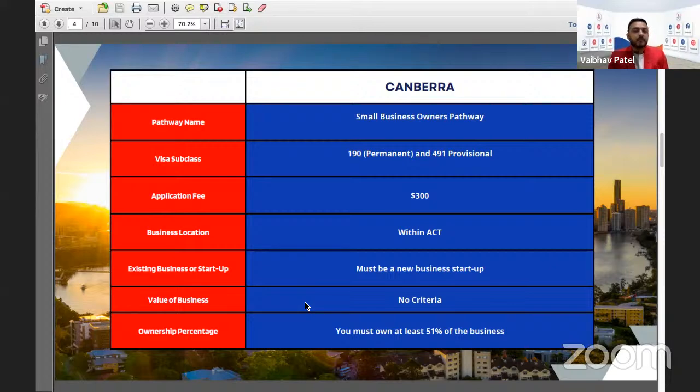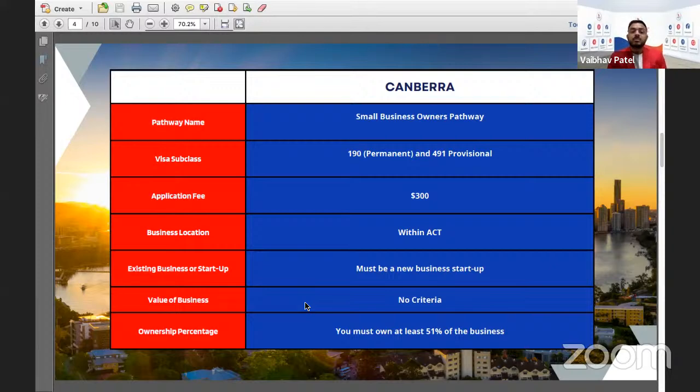That's completely fine. In Canberra, if you want to qualify for a 190 nomination, your business has to be operating for at least 6 months. And if you want to go for a 491 nomination, your business has to be operating for at least 3 months. Business location has to be within Canberra. Anywhere in Canberra is fine.